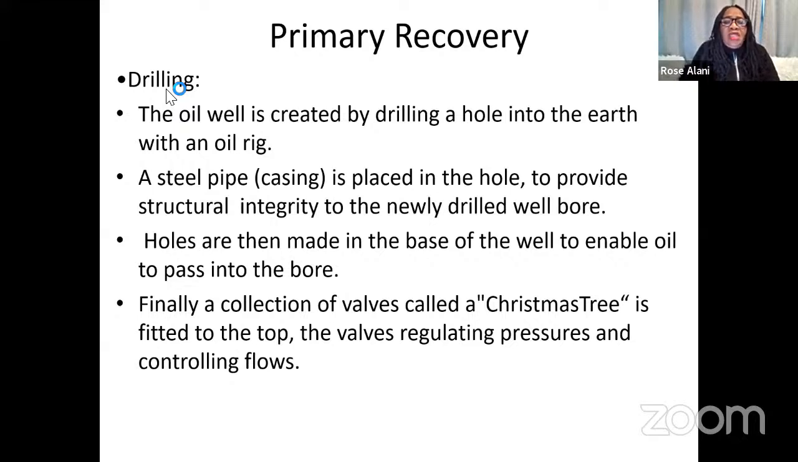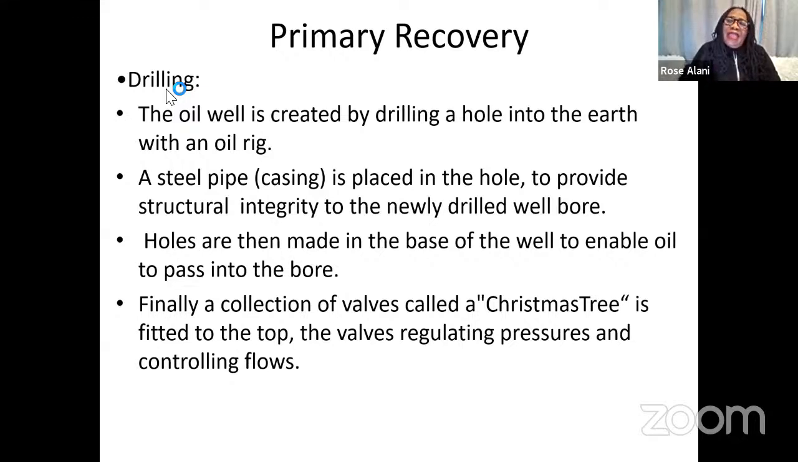So holes are then made in the base of the well. At the bottom, at the end of the well that is drilled, there are some holes that are made so as to enable the oil to pass into the bore that is made down inside the well. So finally, a collection of valves.